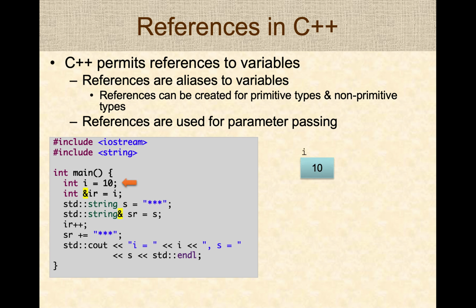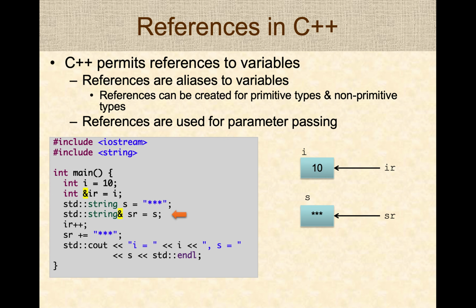Here, first we define a variable I, which is an integer, and the next line we define another variable called IR, which is a reference to the variable I. So notice how IR has an ampersand to indicate it's a reference. So now IR is a reference to I. Similarly, we can create references to objects. So here S is a string, and now SR is a reference to the string object S.